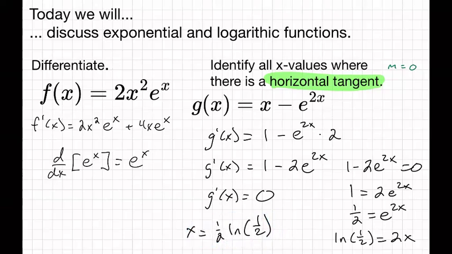So when you look this up, make sure that you're getting to negative 0.3466, which is approximately what we're looking at. Any questions with the second one I can help with?